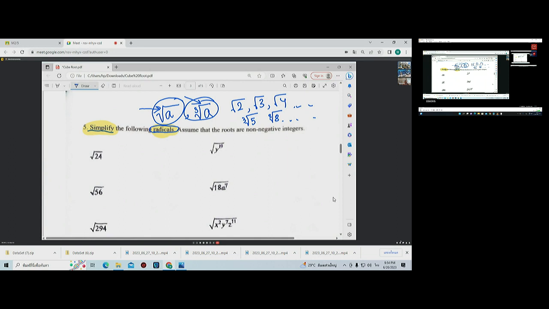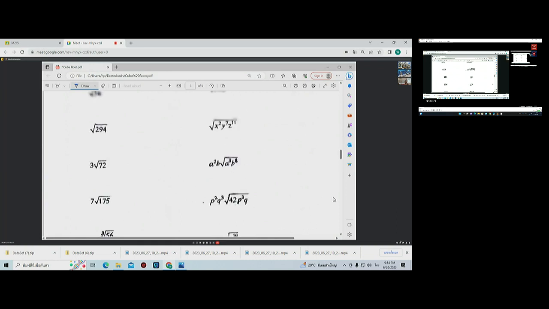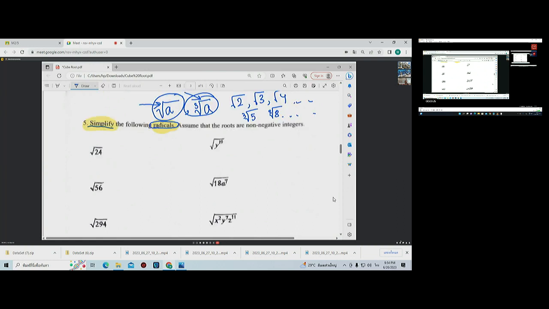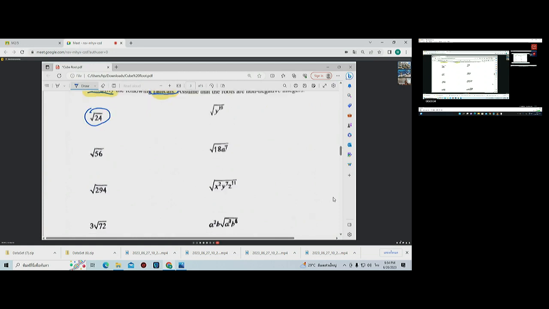Understand? So these questions, look at here. This is all about radicals and simplifying radicals. Now, simplify means write into the simple form. Now, how do you simplify? Look at here. Root 24, right? Root 24.